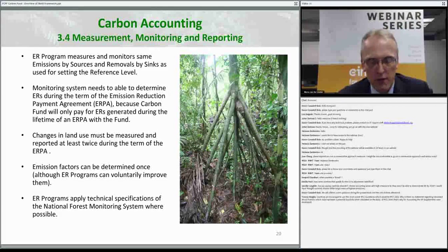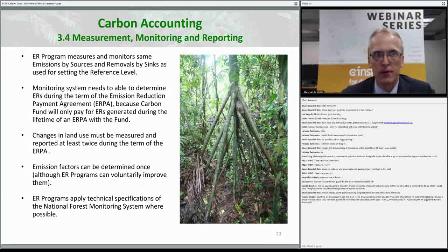Now, the Carbon Fund recognizes that you might have programs and REDD activities that have started before. Maybe you've implemented the REDD strategy in 2012 and you're already creating emission reductions before 2015. And that's fine. You can still use the methodological framework to estimate those emission reductions, but the Carbon Fund will only pay for the emission reductions in the period of this contract, of this ERPA. So that means that the monitoring system will need to be able to identify the amount of emission reductions created in that period.